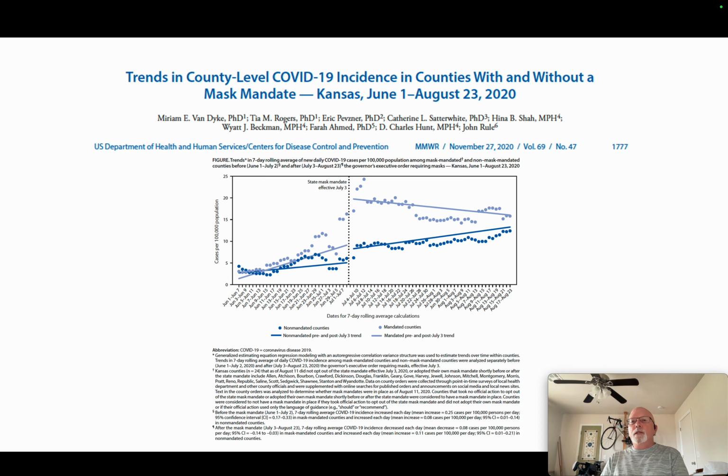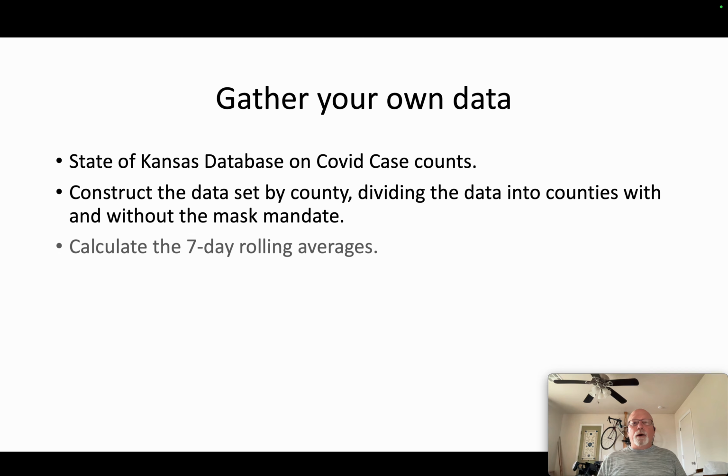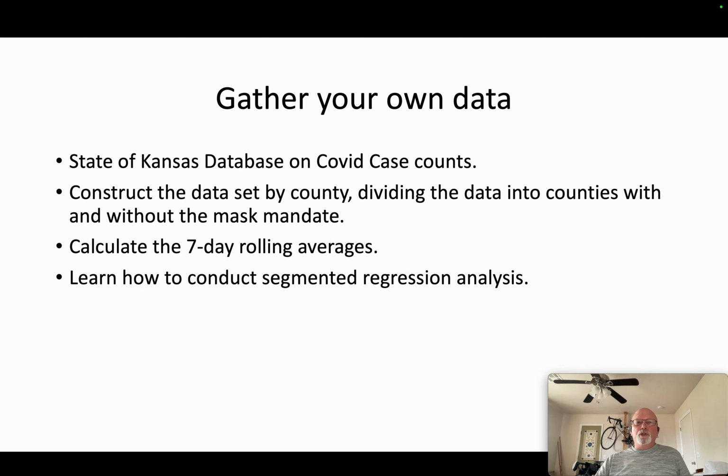It took me about 3 weeks of working in the evenings in my spare time just to get the data set built. And then it took me about another week. I had to learn how to do segmented regression. So I had to get the case counts. I had to construct the data set by county, dividing the data into counties with and without the mask mandate. I had to calculate 7-day rolling averages. I had to learn a new statistical technique, which I was unfamiliar with. It turns out it wasn't that difficult, but this all took me about a month of concerted effort to put this all together and get it analyzed.